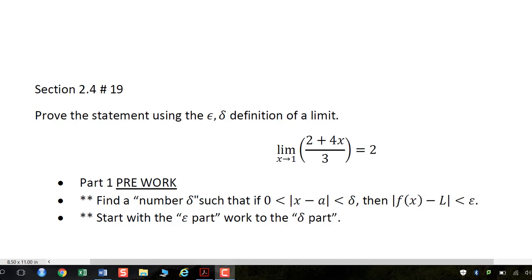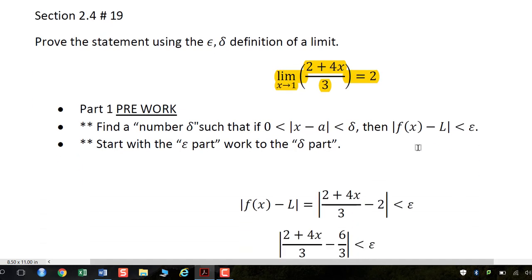Hello, this is section 2.4, question number 19. We are asked to prove the statement using the epsilon delta definition of a limit. In this specific case, we are asked to prove that the limit as x approaches 1 of (2 plus 4x) divided by 3 equals 2.